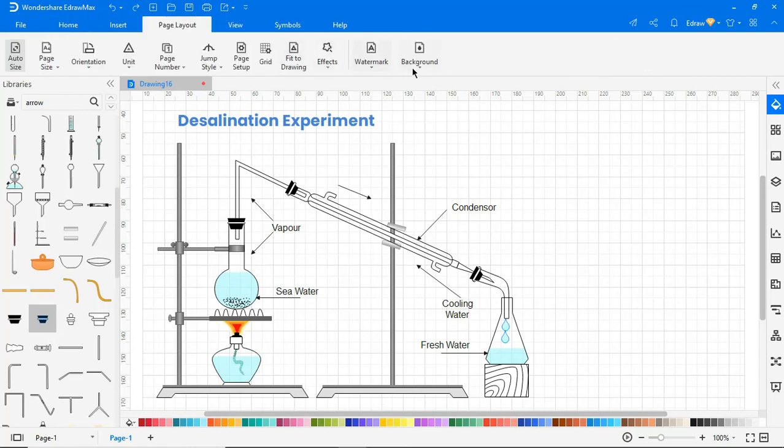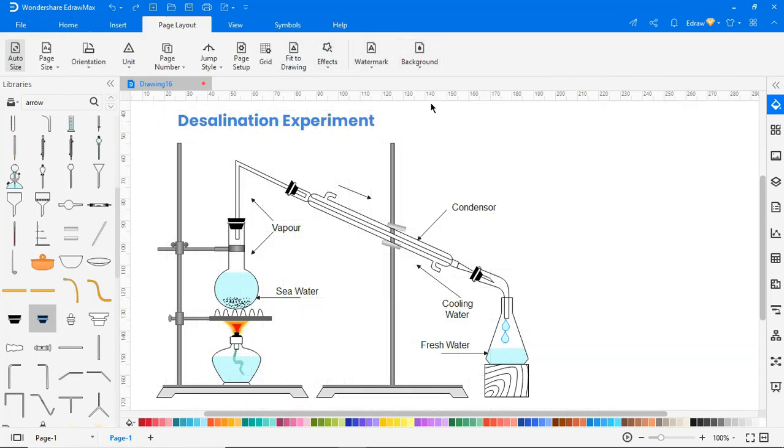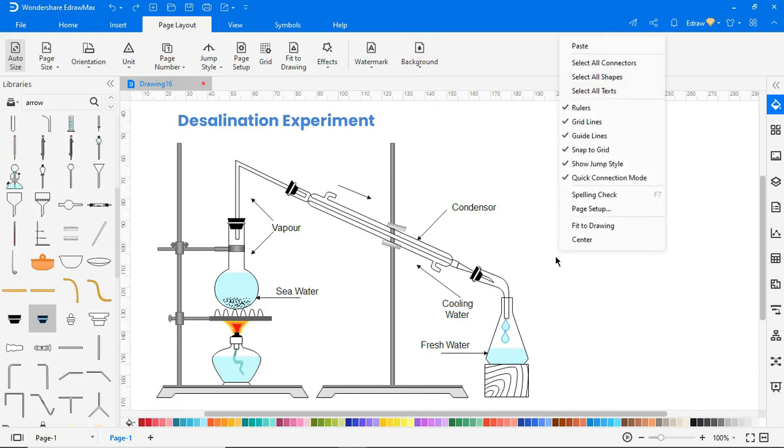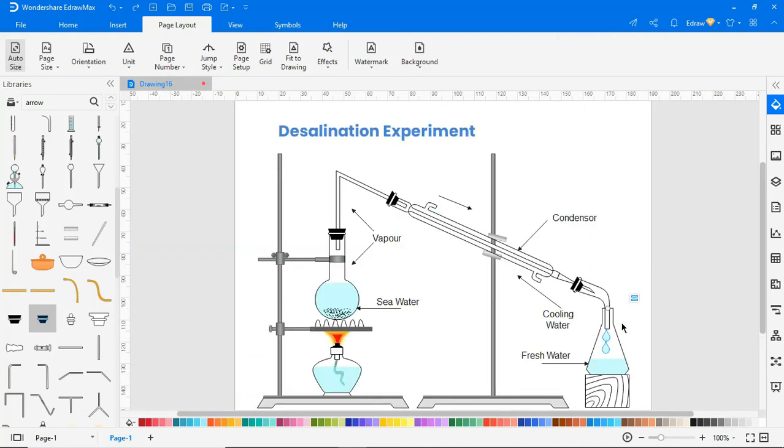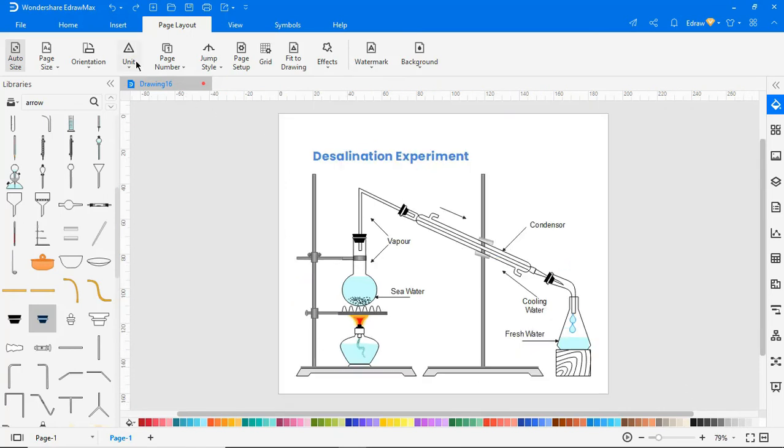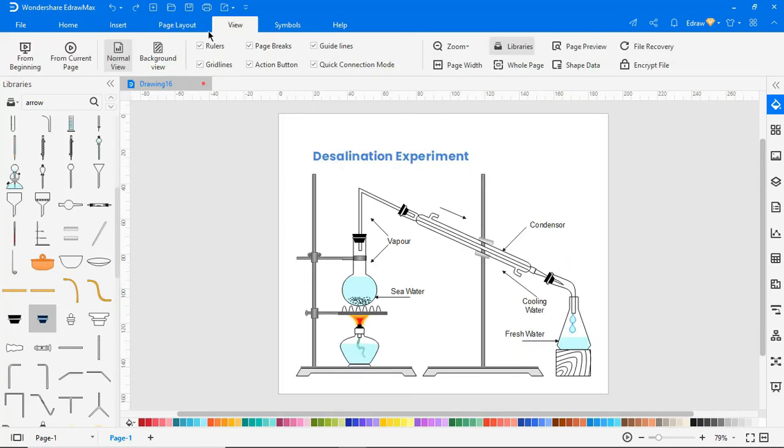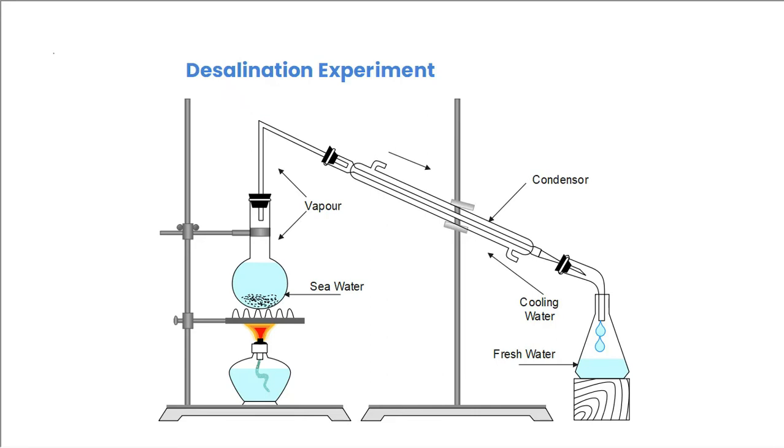Navigate to Page Layout and choose the white color under Background. Right-click and choose Fit to Drawing to fit the diagram on the drawing page. Click on the whole page icon to view the diagram in a single frame. Go to the View tab. Click on the From Current Page icon to view the diagram in presentation mode.